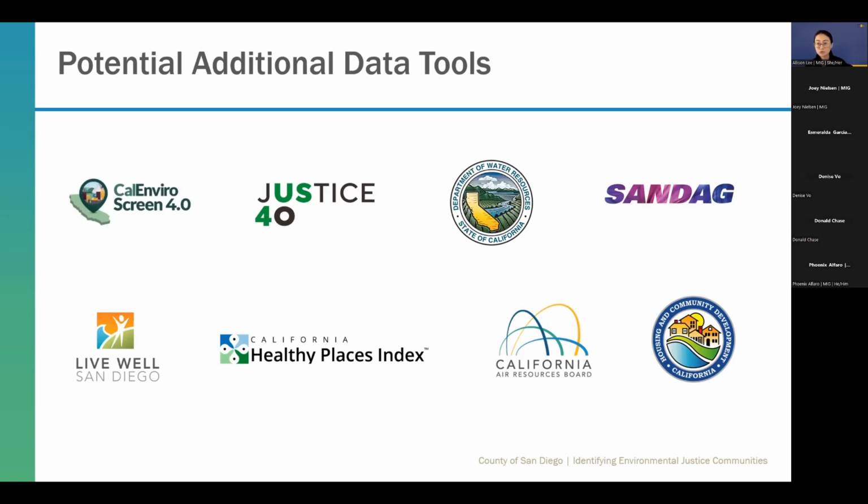Some of the additional tools, such as Justice 40, are linked to federal initiatives. Some of the data tools are linked to statewide efforts, like the California Healthy Places Index, the California Air Resources Board, the California Department of Water Resources, and the California Housing and Community Development Department. Others are more local or regional. So Live Well San Diego and the San Diego Association of Governments focus on more regional data.